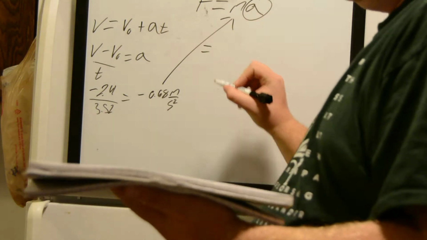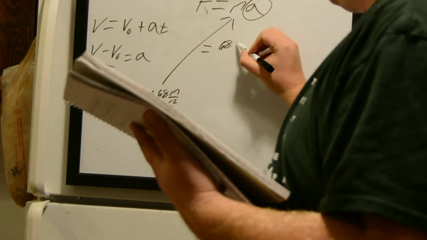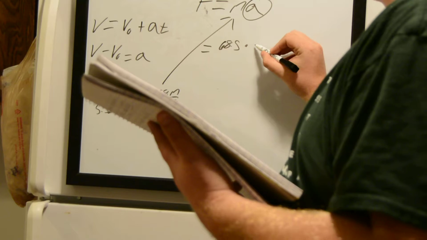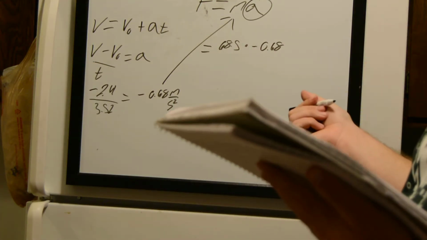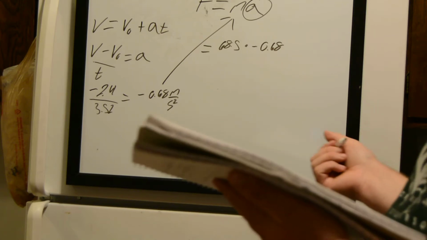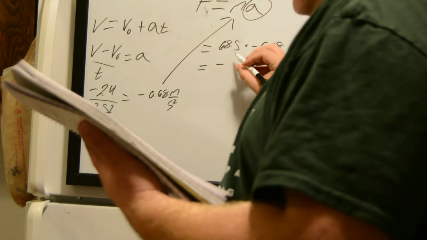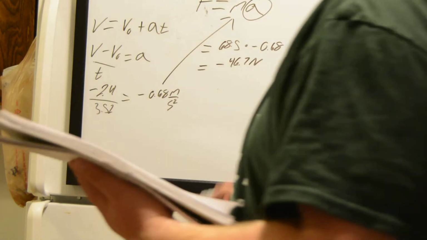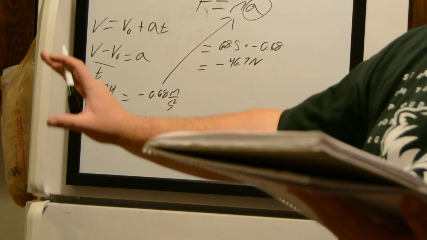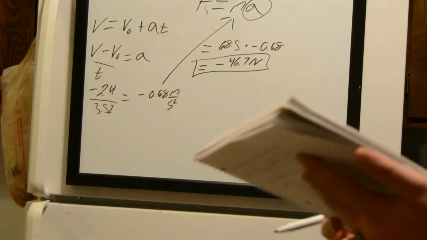And we know that the skater's mass from the problem is 68.5 kilograms times a negative 0.68 meters per second squared. And then that gives us a negative 46.7 newtons of frictional force on the skater from the ice.